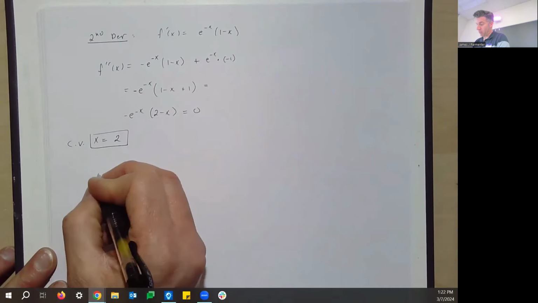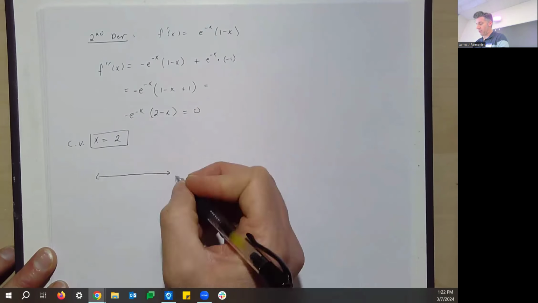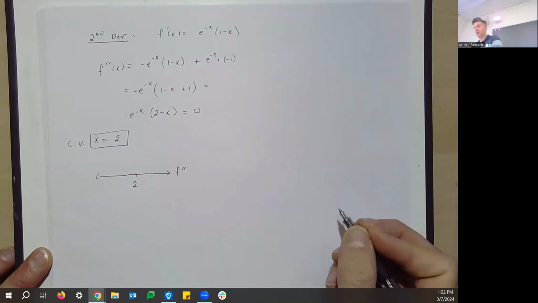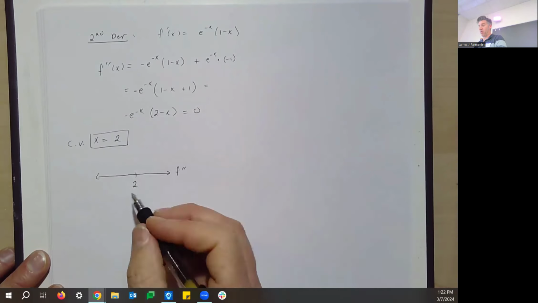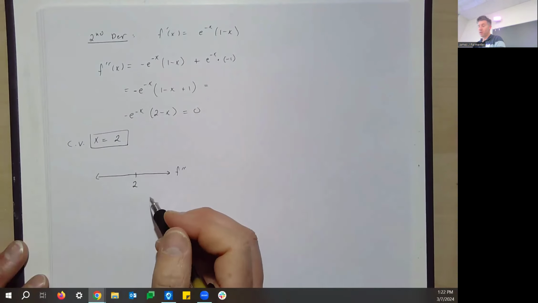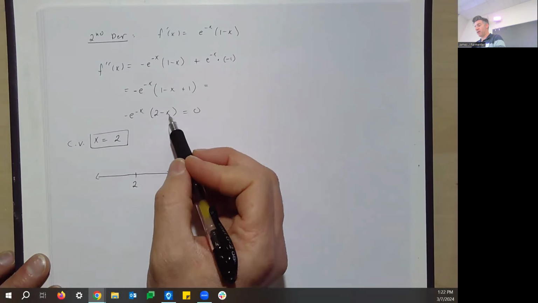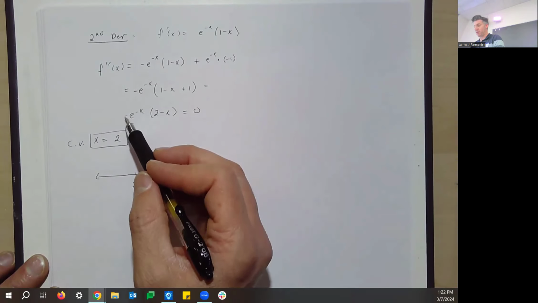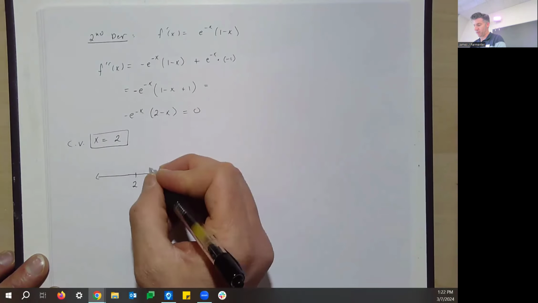Then we do the same sort of thing. We draw our number line for our second derivative. We plot the only critical point we have on there, and we test to see what's happening. So you pick a number larger than 2, like 3. 2 minus 3 is negative. E to the anything is positive, and then the negative there makes it a negative times a positive times a negative, which is positive overall.